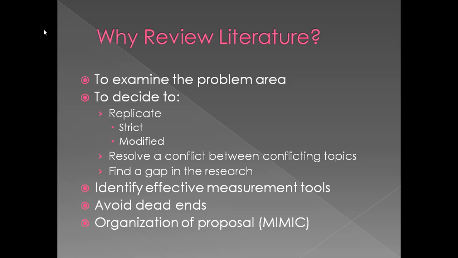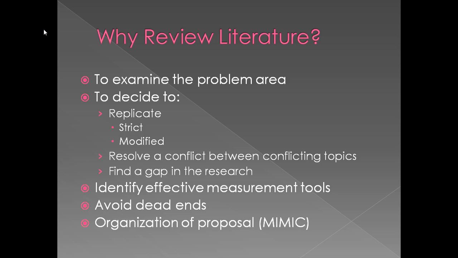You can also choose to resolve a conflict between conflicting topics. For example, somebody right now is researching using natural gas as a transitional fuel, and from what I understand, there's conflicting evidence that supports that it is and supports that it isn't. So literature review can be used to help resolve that conflict.